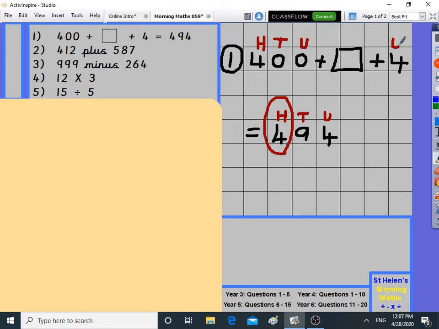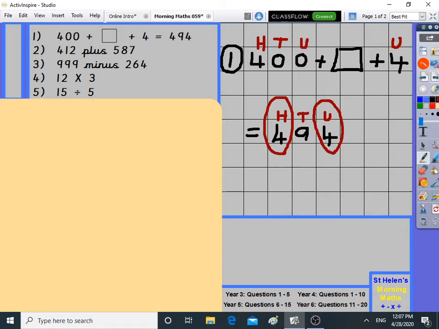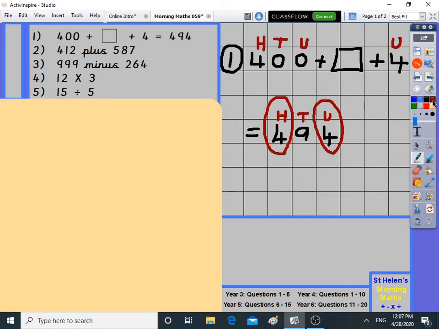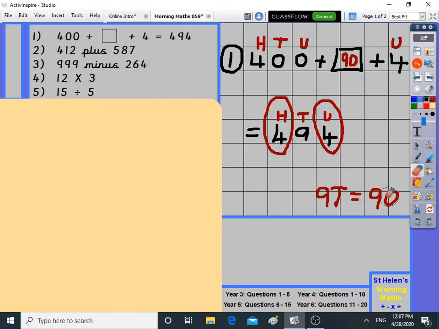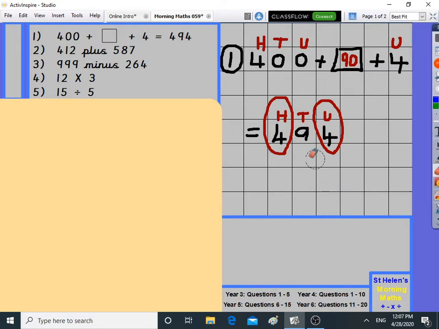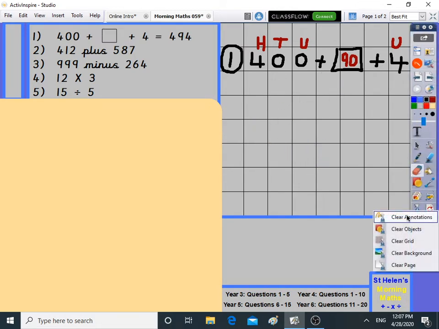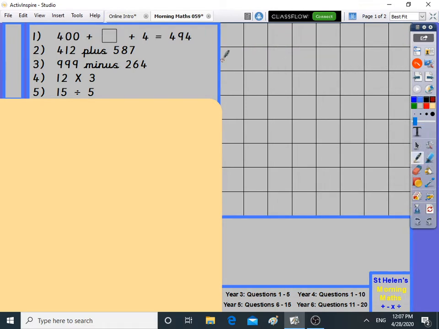Over here, we just have units. So we've got this one. What's missing is this 9 tens. 9 tens is, of course, 90. So 90 goes into the missing box. 400 plus 90 plus 4 equals 494. Let's go on to number 2.